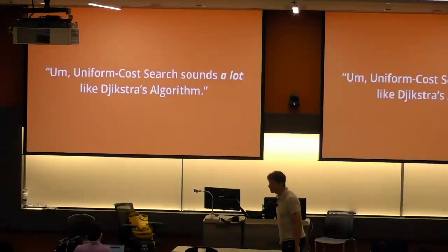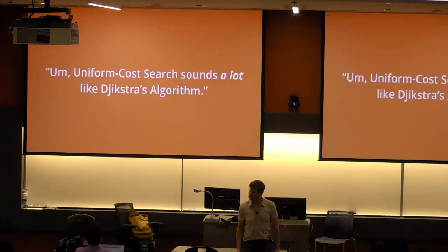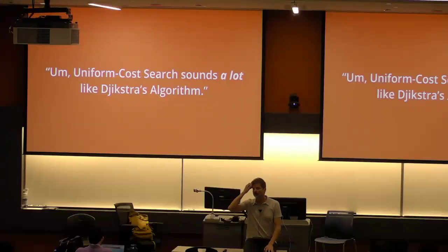So at this point, if you've taken 3510, you're saying this sounds a lot like Dijkstra's algorithm. And it is. This is exactly the same as Dijkstra's algorithm, except for one thing. Dijkstra's algorithm is defined so that from the initial node, I'm looking for the cheapest path to every possible node in the graph. Whereas in uniform cost search, when we get to the node we want and we pop it off the queue, we're all done.